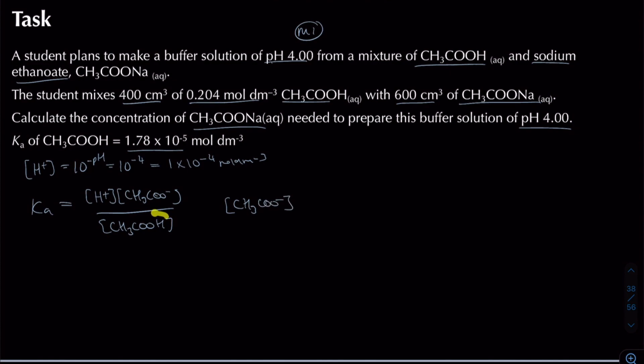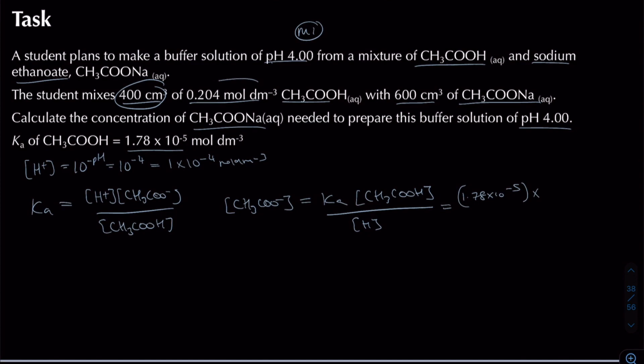To do that, I'm going to take this, times both sides by the concentration of my acid, and then divide both sides by the concentration of H plus to get that on its own. So I end up with the Ka value times the concentration of my acid, divided by the concentration of H plus, which I've got in this case. Again, I'm going to sub in my numbers, and I end up with 1.78 times 10 to the power of minus 5, times the concentration of my actual acid, which I need to calculate by taking 400 centimeters cubed and the concentration as well.